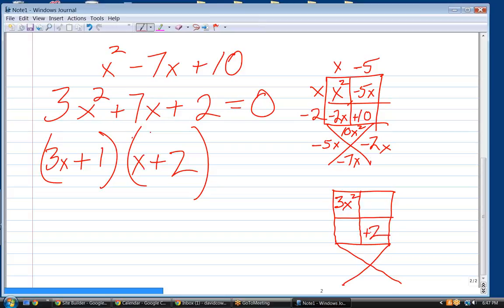And then 7x would be in the bottom of the diamond. And then you do 2 times 3x squared, which is 6x squared, which you put in the top of the diamond. And then you would say what plus what equals 7x, and then what times what equals 6x squared. So to get 7x, you could do 3 and 4, which wouldn't work with 6.